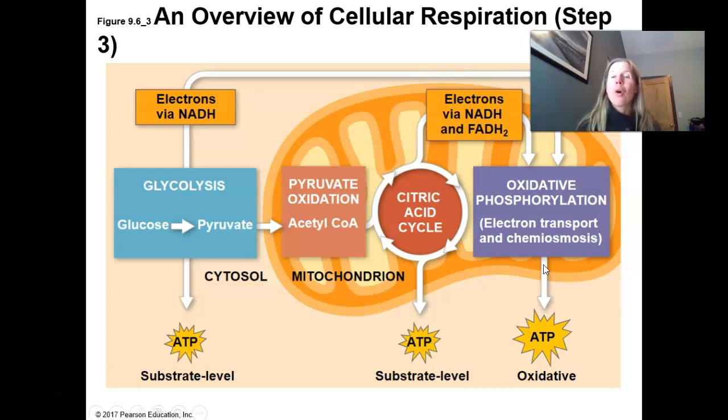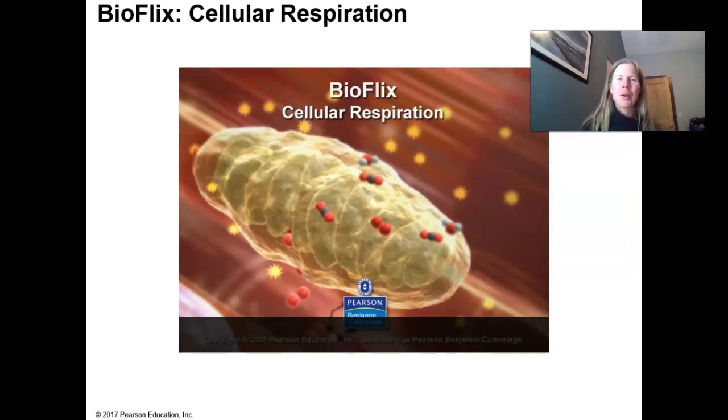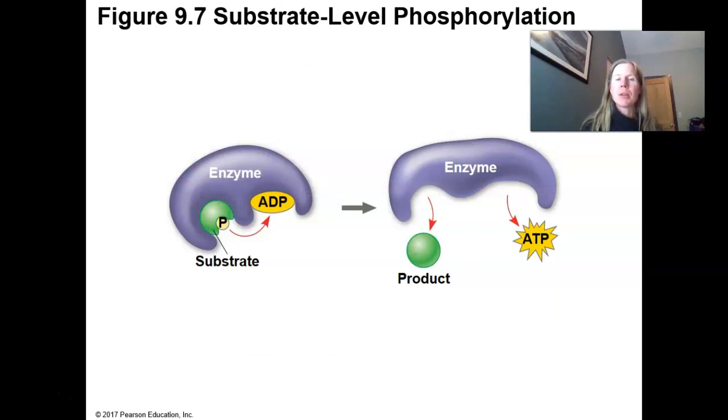Okay. And of course, we'll get into more of the details of how that happens. So maybe the only thing I don't like about this picture is there are, in fact, two NADH coming in to the electron transport chain off pyruvate oxidation. And I like to know where the carbon is, but whatever, we'll get there. Okay, I'll go ahead and post this video on Canvas so you can watch this BioFlix on cellular respiration. Let's go ahead and just jump in and see what this looks like.